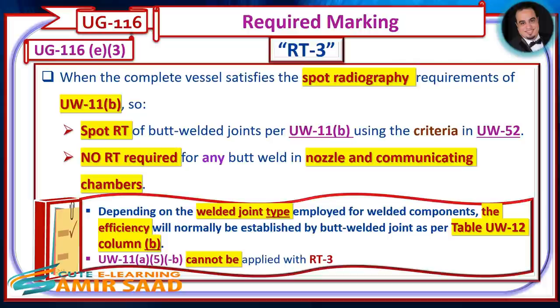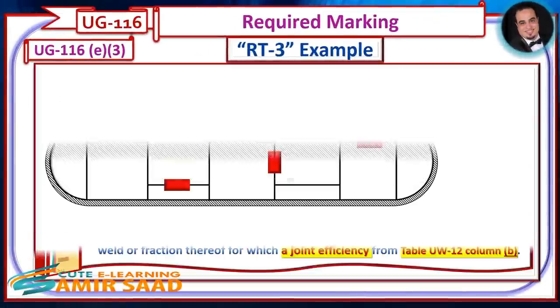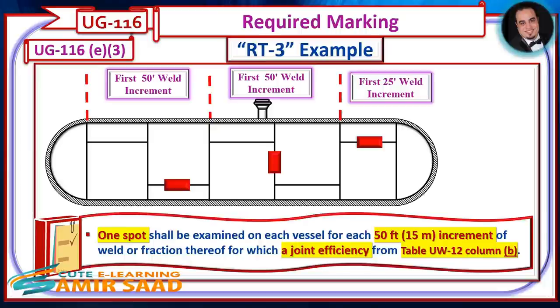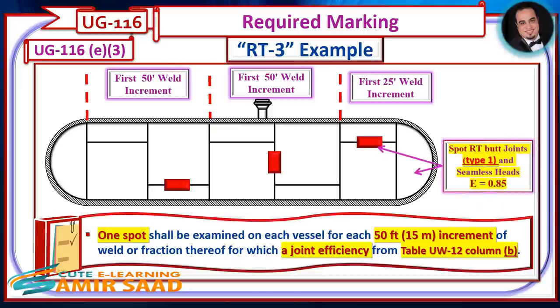UW11(a)(5)(b) cannot be applied with RT3. RT3 example, as illustrated in the diagram. One spot shall be examined on each vessel for each 50 feet (15 meters) increment of weld, or fraction thereof, for which a joint efficiency from table UW12 column B applies. So, spot RT butt joints type 1 and seamless heads, E equals 0.85.